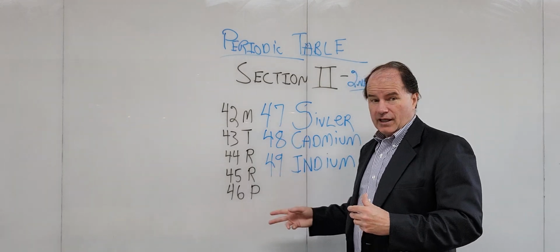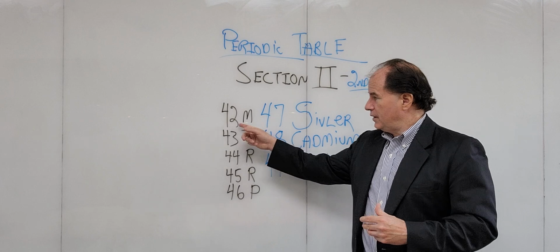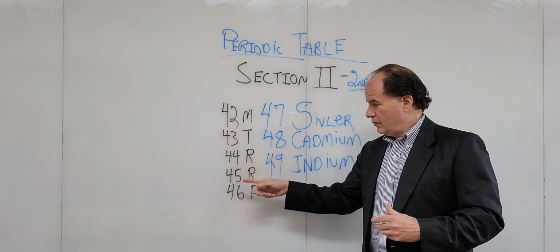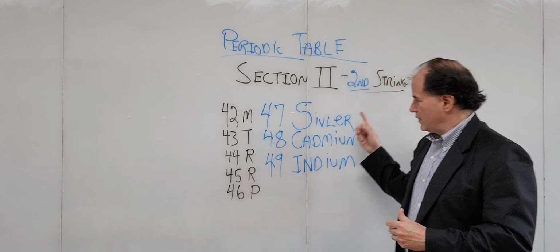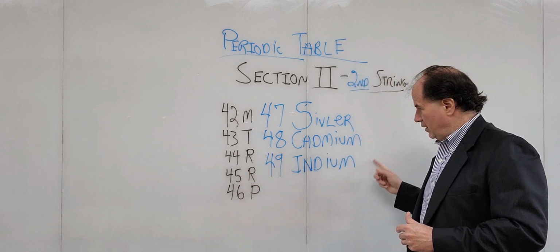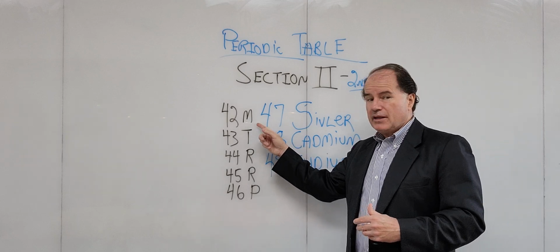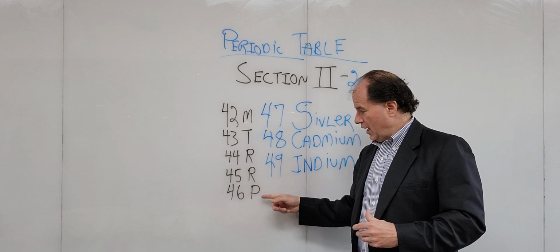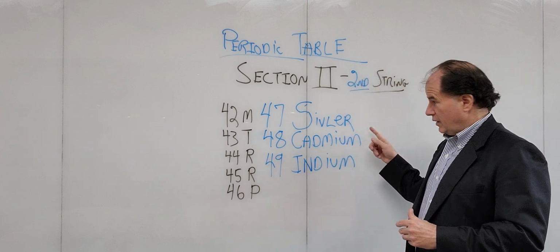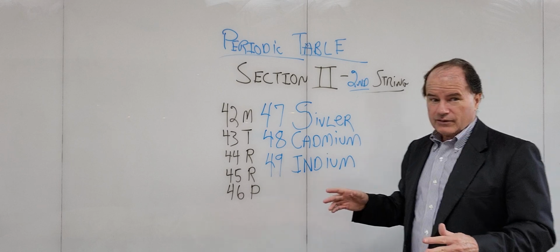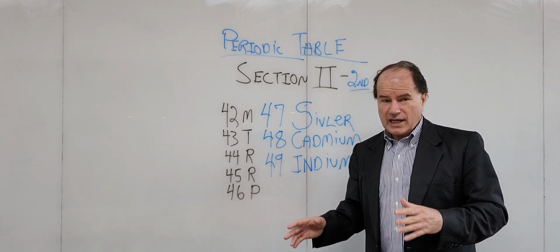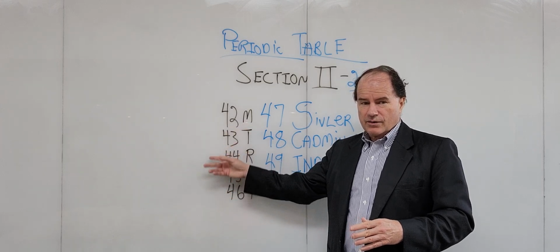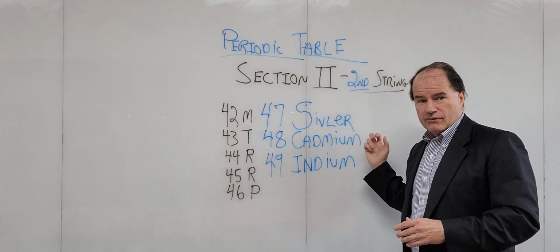So let's integrate again. Okay, so we have molybdenum, 42, technetium, ruthenium, rhodium, palladium, silver, cadmium, indium. Integration again: molybdenum, technetium, ruthenium, rhodium, palladium, silver, cadmium, indium. And that'll do it for today. So even though it's an easy day, remember to get back in the swing and integrate yesterday's learning with the learning from today.